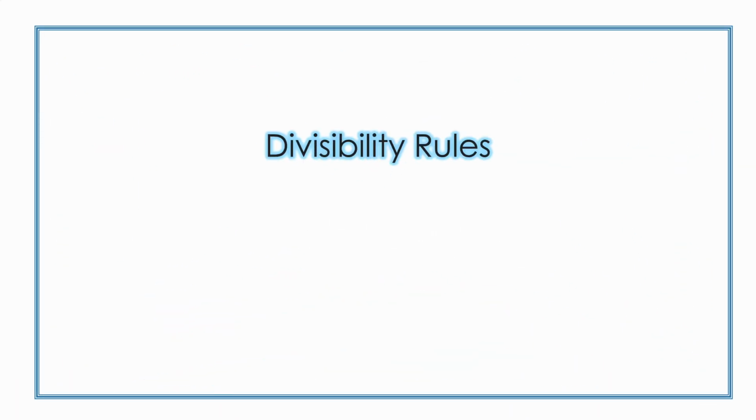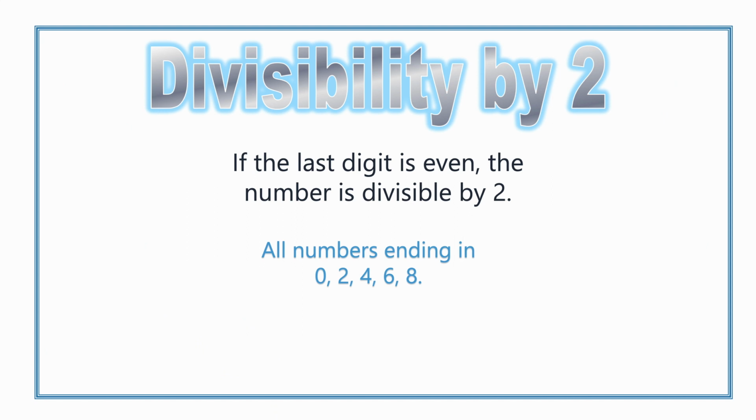Let's look at divisibility rules. Divisibility by 2. If the last digit is even, the number is divisible by 2. All numbers ending in 0, 2, 4, 6, 8 are divisible by 2.